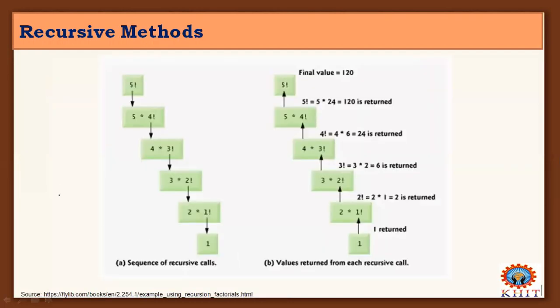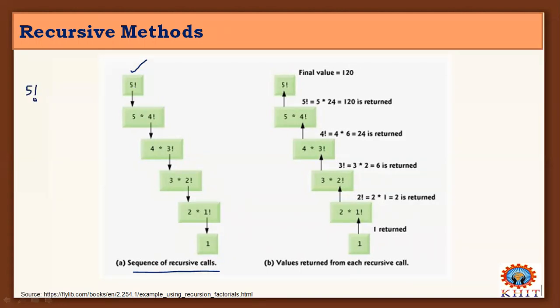Next, an example to consider: what is the sequence of recursive calls made to find the factorial of a given number? Generally we know that the factorial is the product of all whole numbers from 1 to n. So if you observe the sequence of recursive calls, for example, I want to find the factorial of 5. So what does 5 factorial mean here?